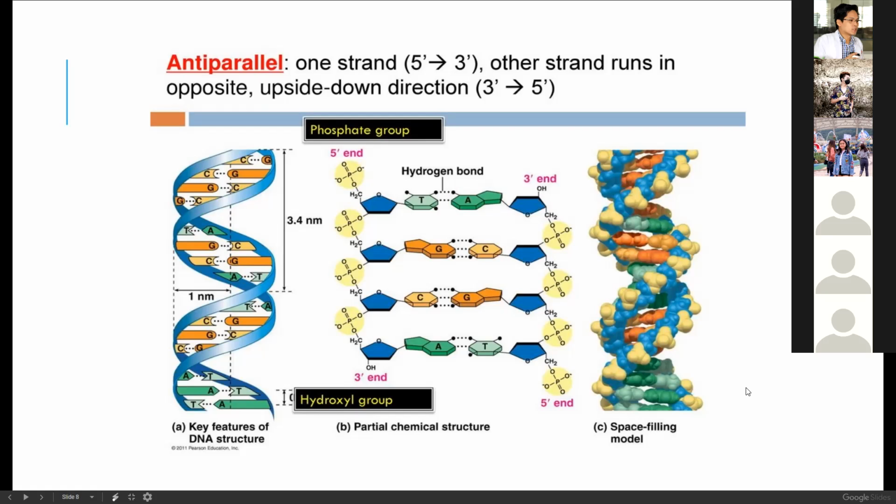And here you can see the base pairs. We have thymine and adenine paired with a double bond. Guanine and cytosine with a triple bond. Cytosine and guanine, triple bond. Adenine and thymine, double bond.